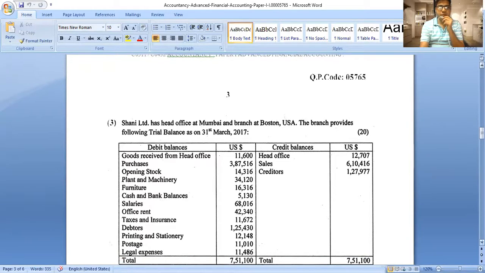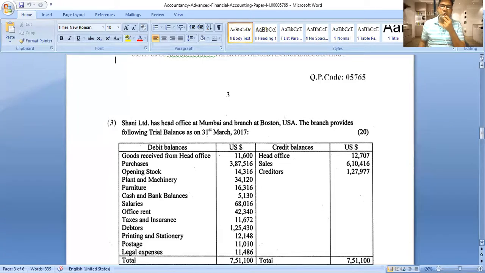Shani Limited has a head office at Mumbai and a branch at Boston, USA. The branch provides the following trial balance as on 31st March 2017. Debit balances: goods received from head office 11,600, purchases 3,87,516, opening stock 14,316, plant and machinery 34,122, furniture 16,316, cash and bank balances 5,130, salary 68,016, office rent 42,340, taxes and insurance 11,672, debtors 1,24,430, printing and stationery 12,148, postage 11,010, legal expenses 11,486.